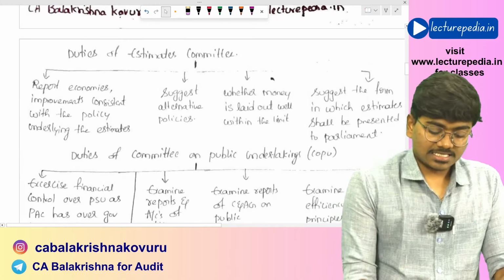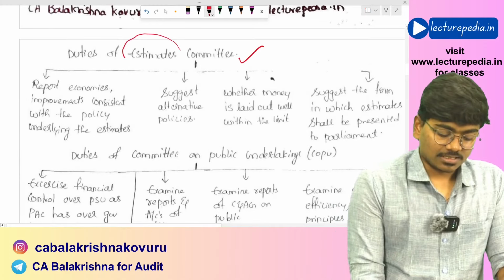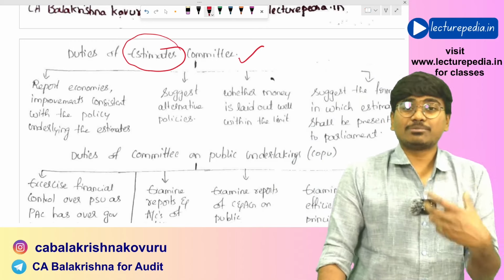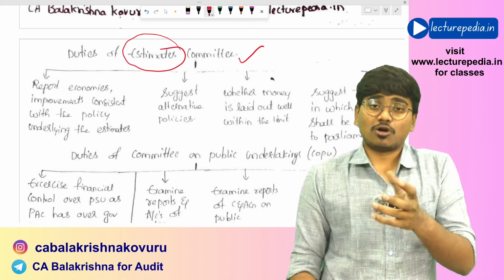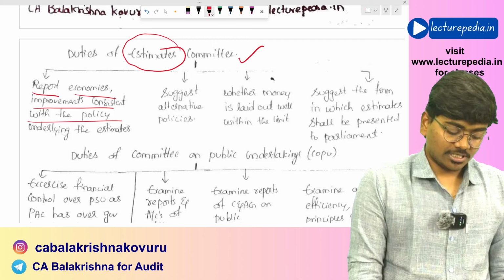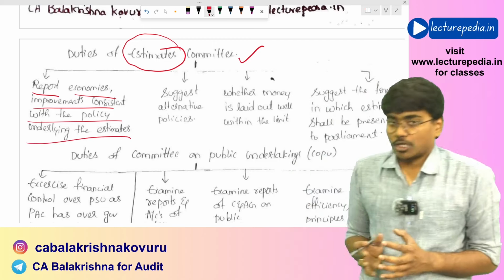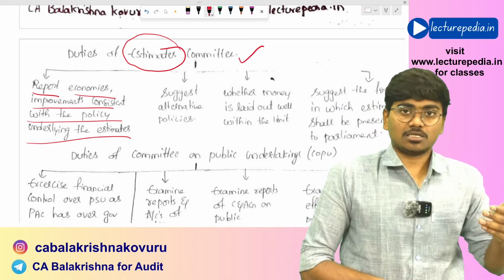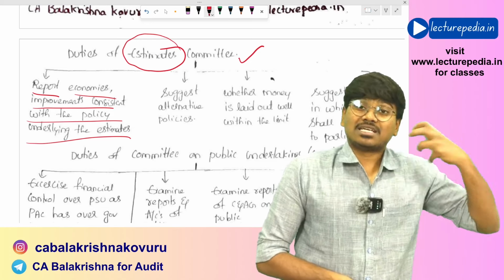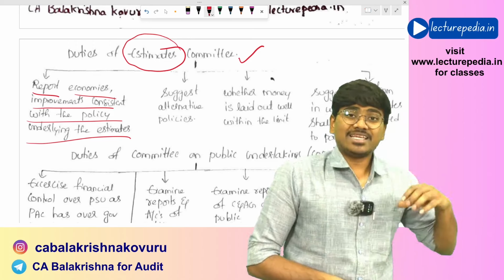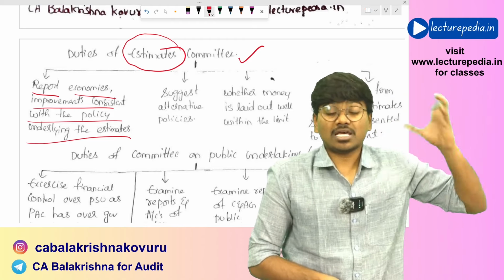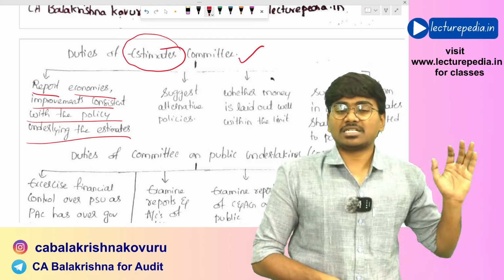Next, Estimates Committee. The name itself suggests estimates. So the Estimates Committee will be performing work with respect to estimates, provisions, budgets. It will report economies and improvements consistent with the policy underlying the estimate. Let's say a government department or organization has prepared a budget with respect to a particular policy. The Estimates Committee will go through that budget and suggest whether any improvements can be made, and whether any economies can be made, meaning with the same amount of expenditure, whether you can reap additional benefits. Such suggestions will be made by the Estimates Committee on the budgets.